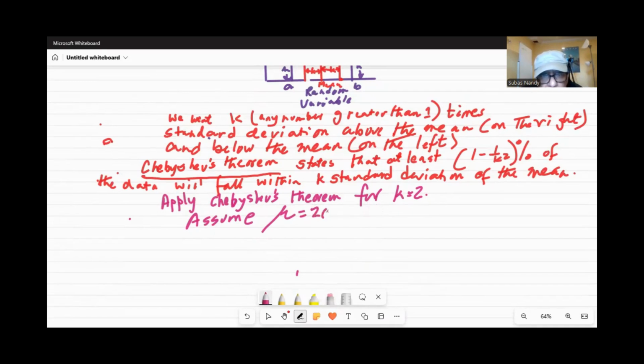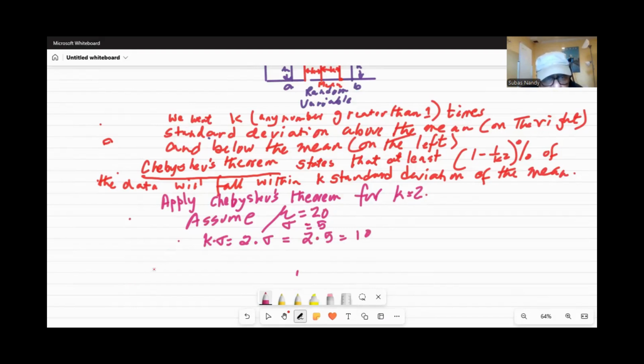Mu is equal to 20 and sigma equal to 5. Okay, so let's first calculate 2 times sigma. Remember k is 2, so k times sigma is 2 times sigma, which is 2 times 5, equal to 10.